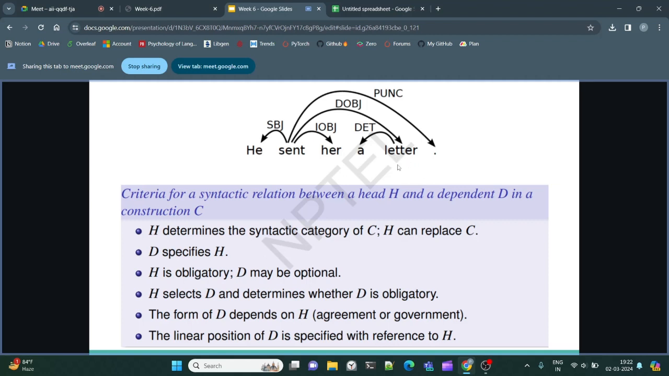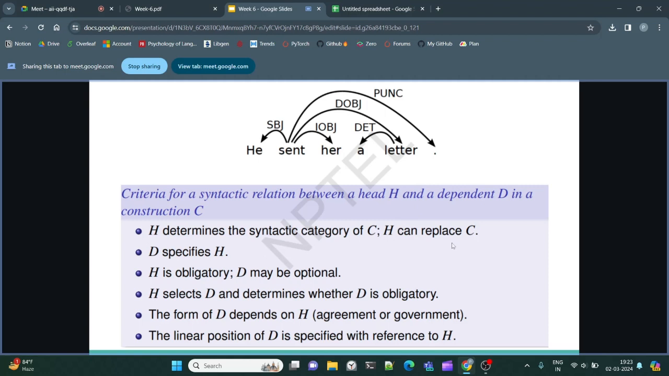Okay, so this is a construction where the head is "letter" and "A" is the dependent. In this construction we see that the head, which is "letter" in this case, determines the syntactic category. So what would be the syntactic category? "A letter" is a noun phrase. And "letter" itself is the noun, "A" is the determiner. So we see that the head determines the syntactic category of the overall construction.